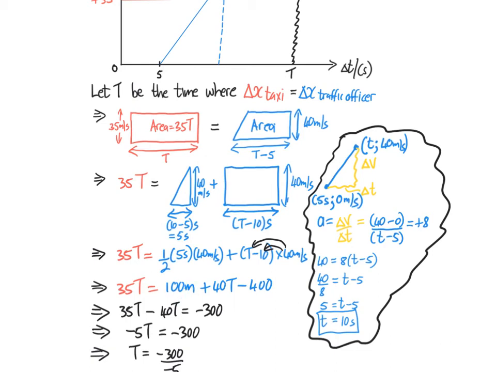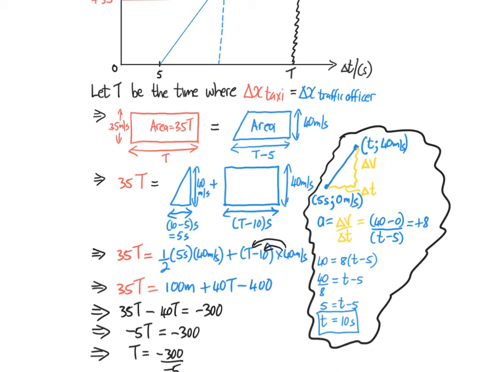Now, this length here is the base of the rectangle. T is unknown, but we know that's 10. So the length of the base is t minus 10, times the height of the rectangle, which is 40. So t minus 10 times 40, we distribute the 40 in to become 40t minus 400.